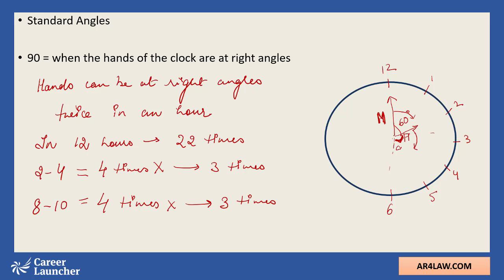There would be one particular instance that an angle of 90 degrees is created, and another 90 degrees is created at exactly 3 o'clock. So we can see here the first 90 degrees is created somewhere between 2 to 3 p.m. The second 90 degrees is created at exactly 3, and the third 90 degrees again at 3 o'clock. What would happen?